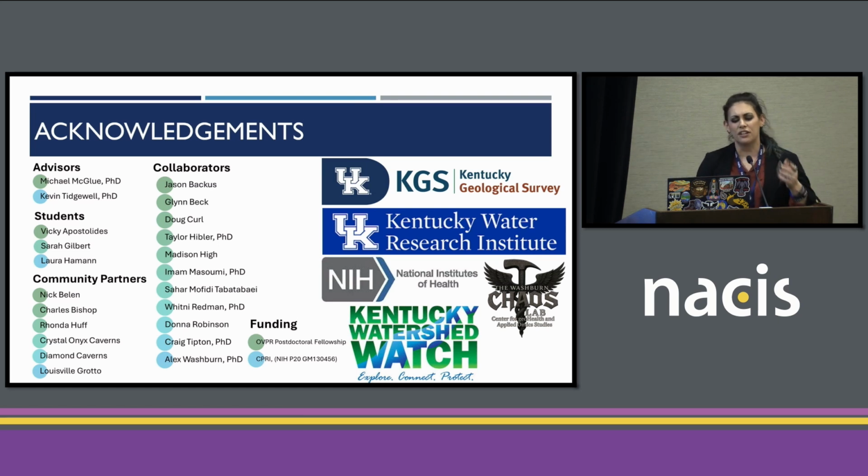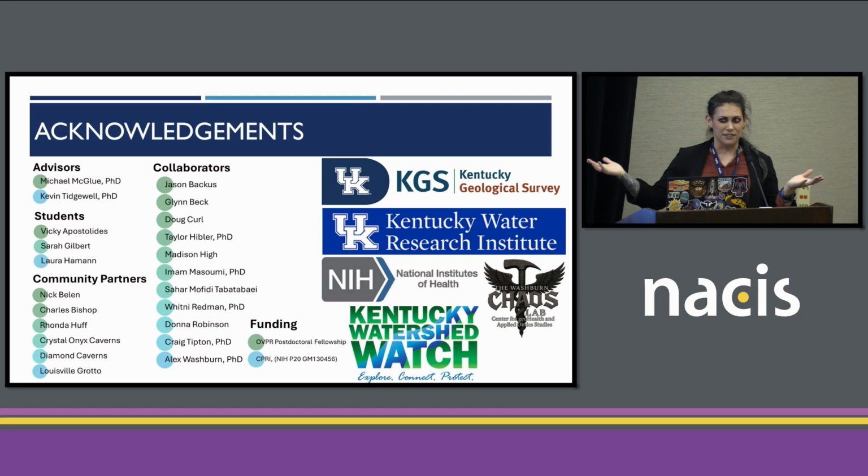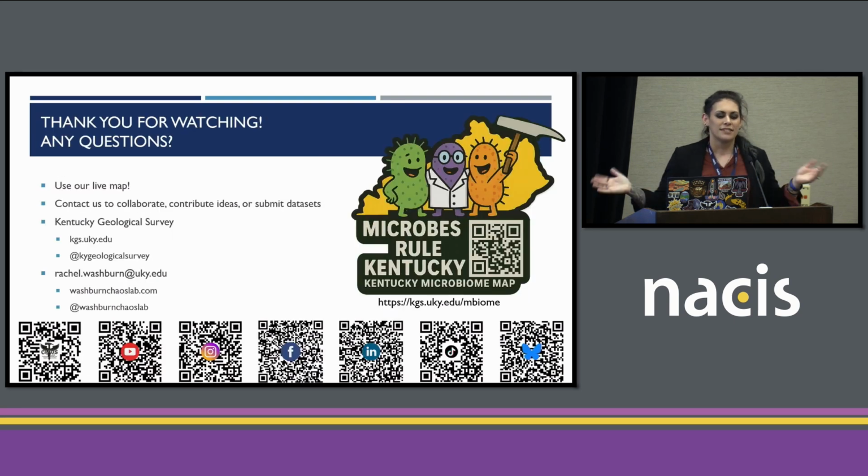We're kind of unique at the Geological Survey in that as a survey, we can go sample a lot of places without really having to explain why we're doing those places, because we're a geological survey. So that's why we can create something like this. And then our funding with the NIH and the Office of the Vice President of Research. And I definitely have to shout out to our Kentucky Watershed Watch. They're a group of citizen scientists who have done all of that E. coli testing.